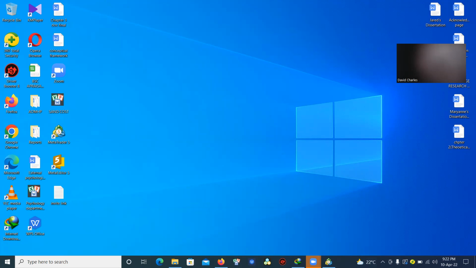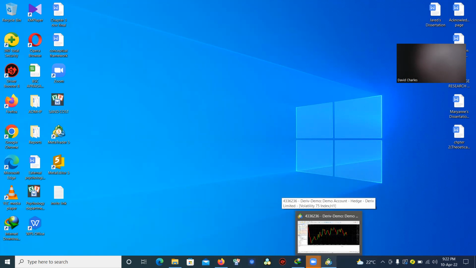So now, how many people are conversant with MT5 or MT4? I think most of us are conversant with MT4. Perfect.